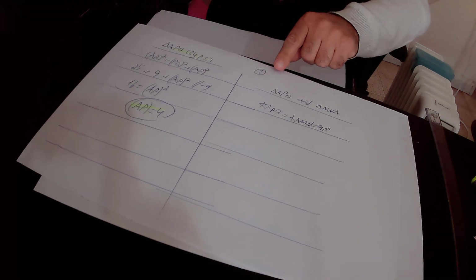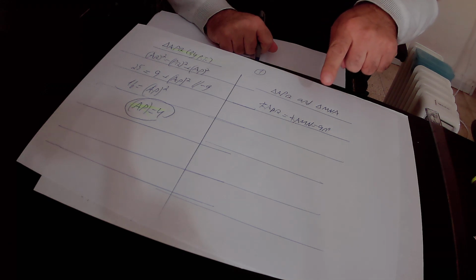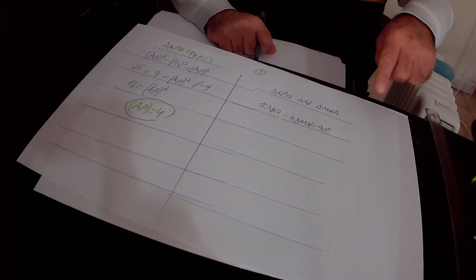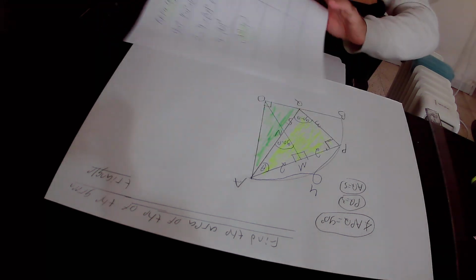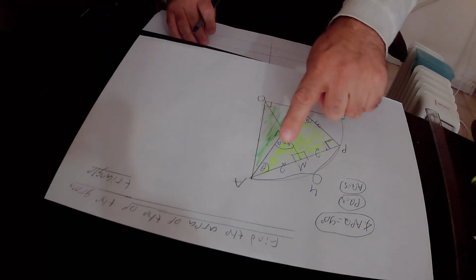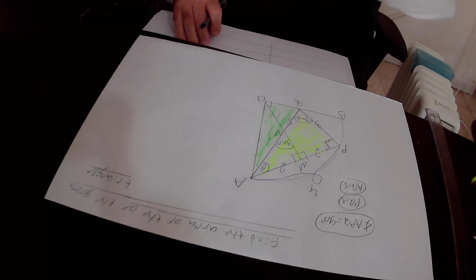Angle APQ in the big triangle equals angle AMN in the small triangle. They are both equal to 90 degrees, therefore they are equal to each other. In addition, angle theta is a common angle that belongs to both triangles. So angle theta equals itself.